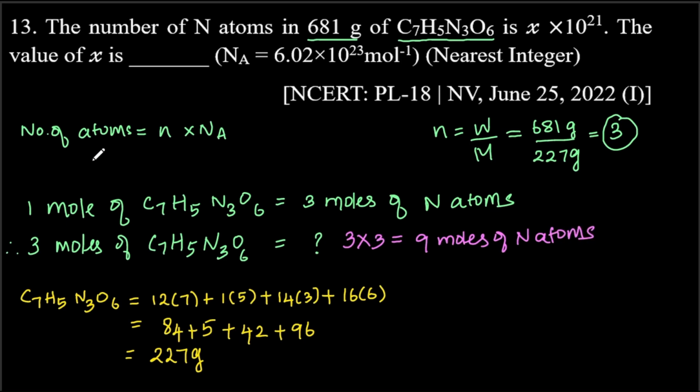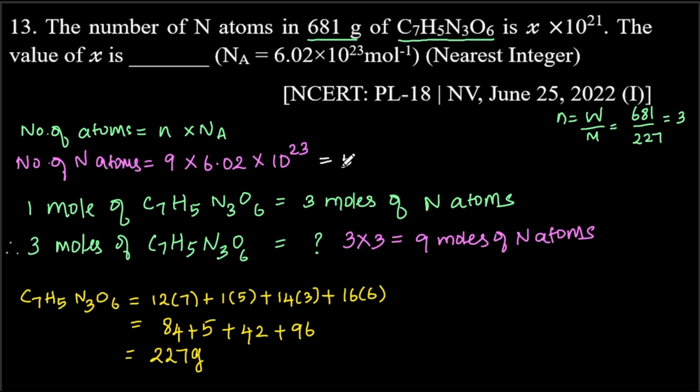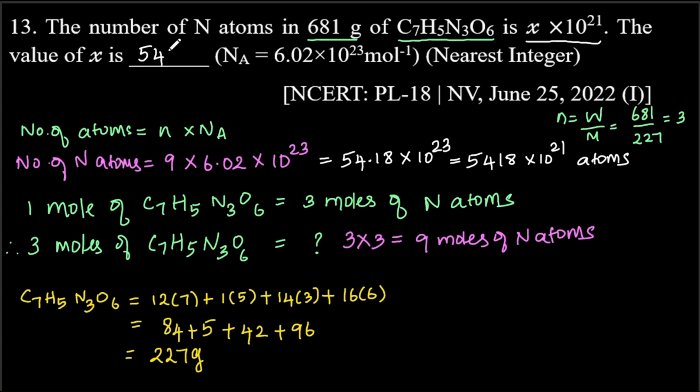Now we have to find the number of atoms. So number of nitrogen atoms is equal to the number of moles, which is 9, into Avogadro number. You have to use 6.02 into 10 power 23. If we multiply this, we will get the answer as 54.18 into 10 power 23 atoms. But in question it is mentioned as x into 10 power 21. So you have to change the power in terms of 21. If you use the 10 power 2 to move this decimal place, you will get the answer as 5418 into 10 power 21 atoms. So here the x value is 5418.